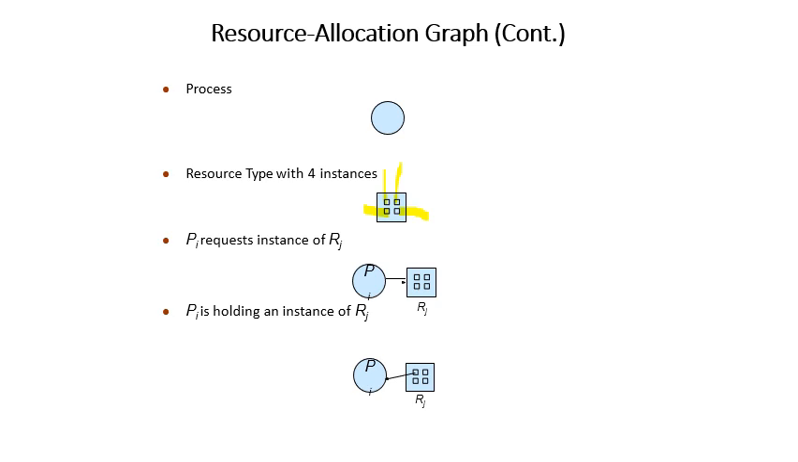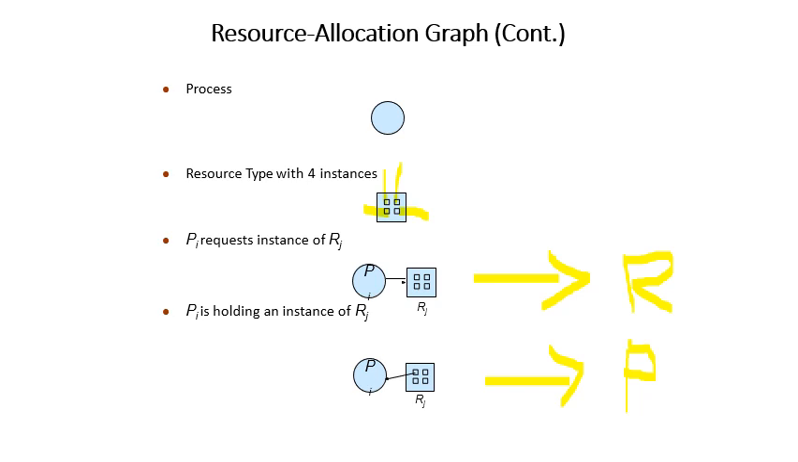By this, you can understand that Pi requests an instance of Rj. If any process is requesting the resource, then the arrow will be like this, as I discussed in the previous slide. If the arrow is pointing to the resource, then the process is requesting the resource. And if the arrow is pointing towards the process, then the resource is provided to the process. I hope you all understood this.